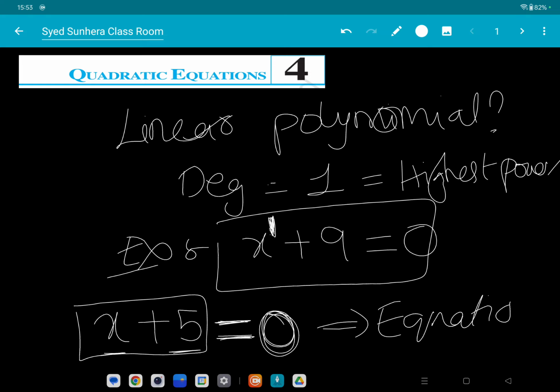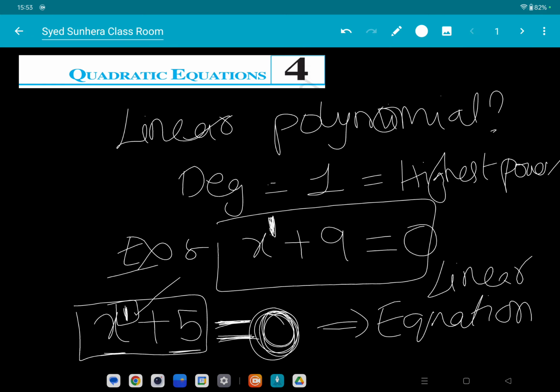And what is the name of this equation? It is a linear equation. How can we say that this is a linear equation? Because here the degree is 1. So this is called a linear equation. Basic simple one: the power is the highest power, the degree is 1 and it is equal to 0, so it is called a linear equation.